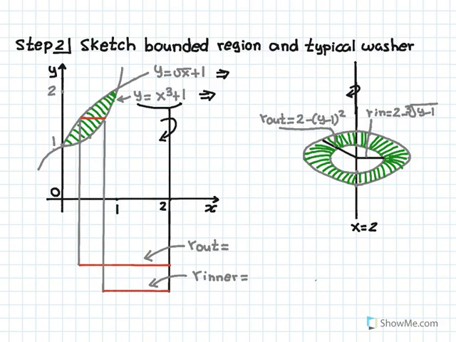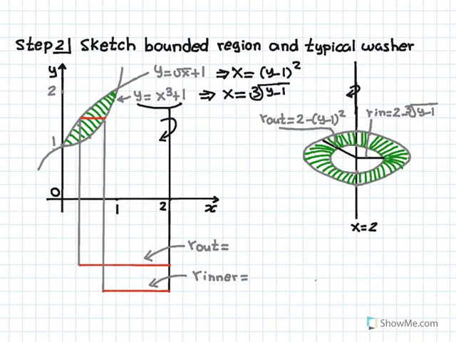y equals root x plus 1. If we solve for x in terms of y, after some algebra, we'll get x is equal to y minus 1, all squared. And y equals x cubed plus 1, solving for x in terms of y, we will get x is equal to the third root of y minus 1.